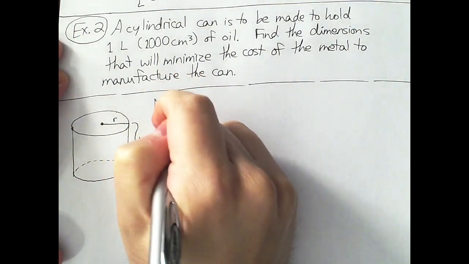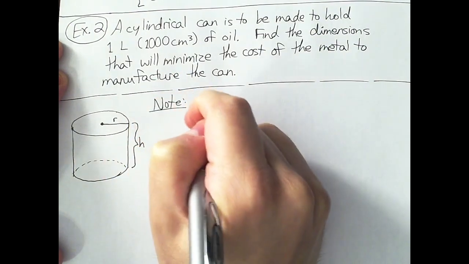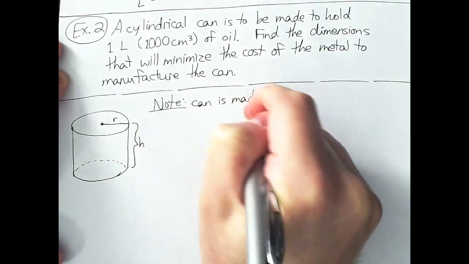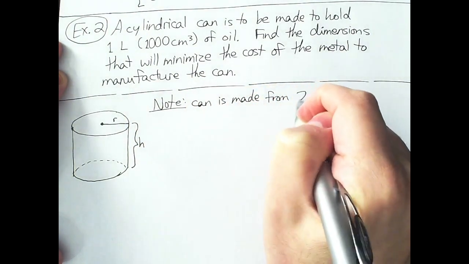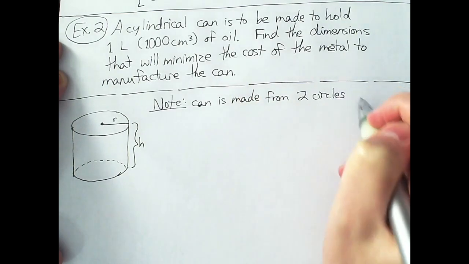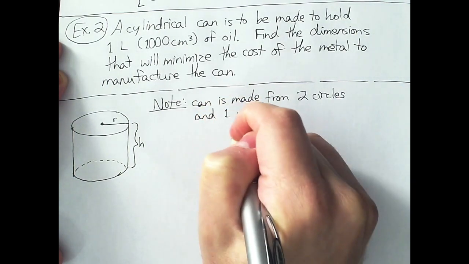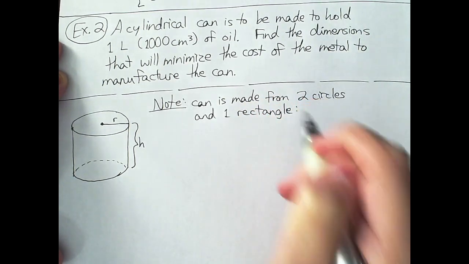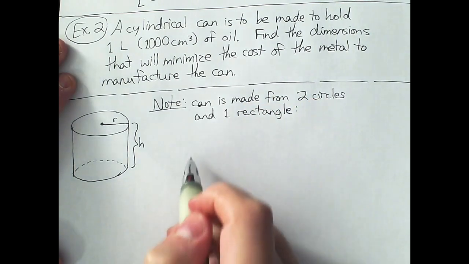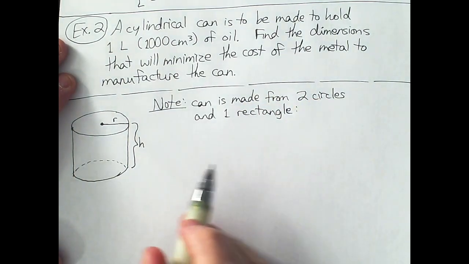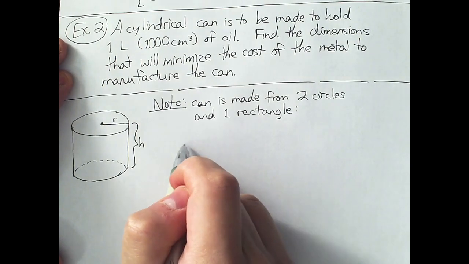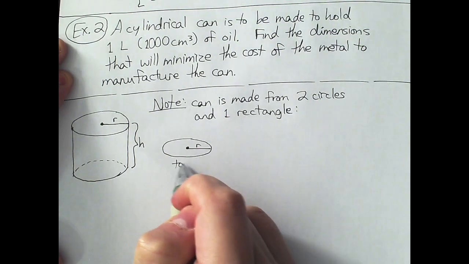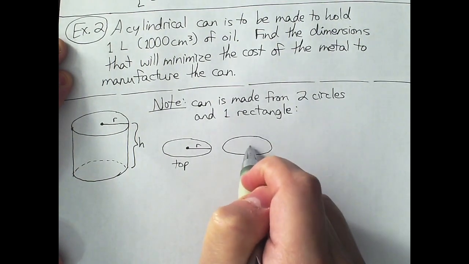So what I'm going to say is note, a cylindrical can is made from 2 circles and 1 rectangle. Can you see that it's made from 2 circles and 1 rectangle? I'll show you how. First of all, imagine I have this can and I sort of unwrap it. Well, you've got the top of the can. Here's the radius R. We'll call this the top. The bottom.